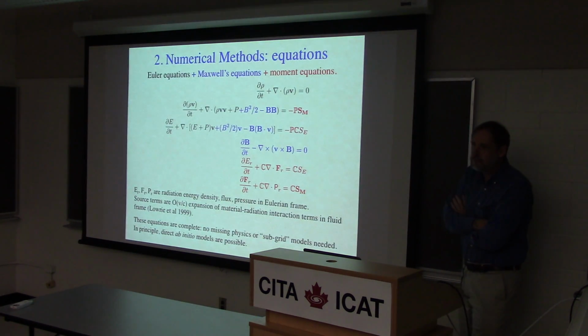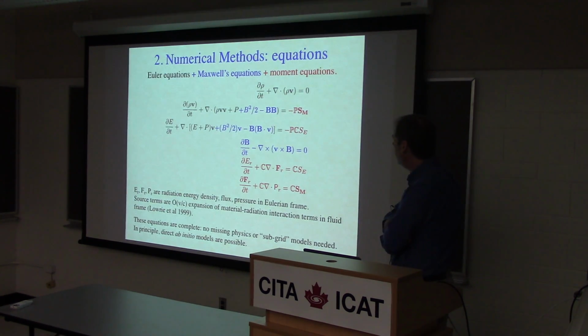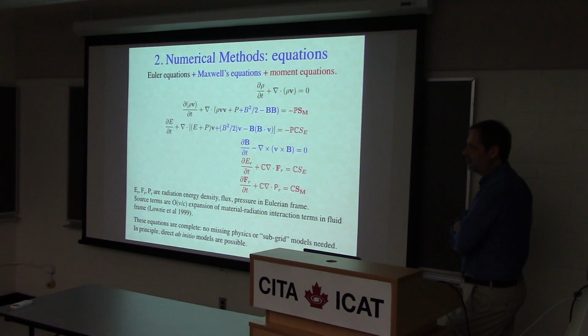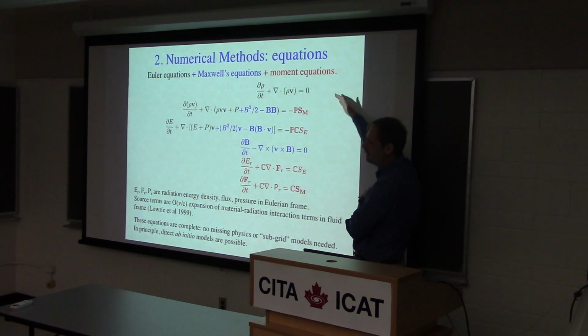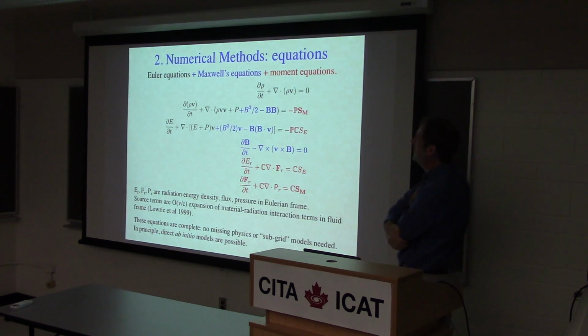So we need to solve for this problem. I mentioned radiation magnetohydrodynamics. We need to solve the equations of radiation MHD. So here they are. I won't overwhelm you with too many equations, but I'll try to overwhelm you with these, perhaps. So we have the Euler equations of fluid dynamics and the Maxwell equations and terms.